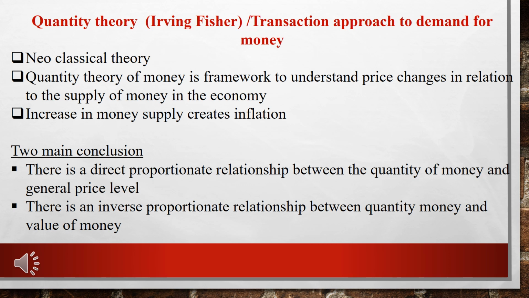Increase in money supply creates inflation. Two main conclusions of quantity theory. First, there is a direct proportionate relationship between quantity of money and general price level. Second, there is an inverse proportionate relationship between quantity of money and value of money.